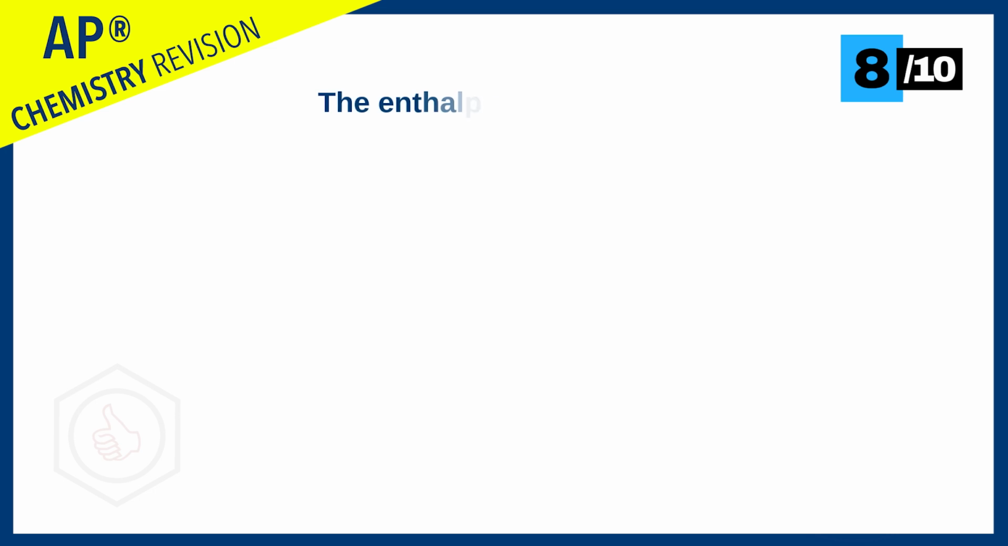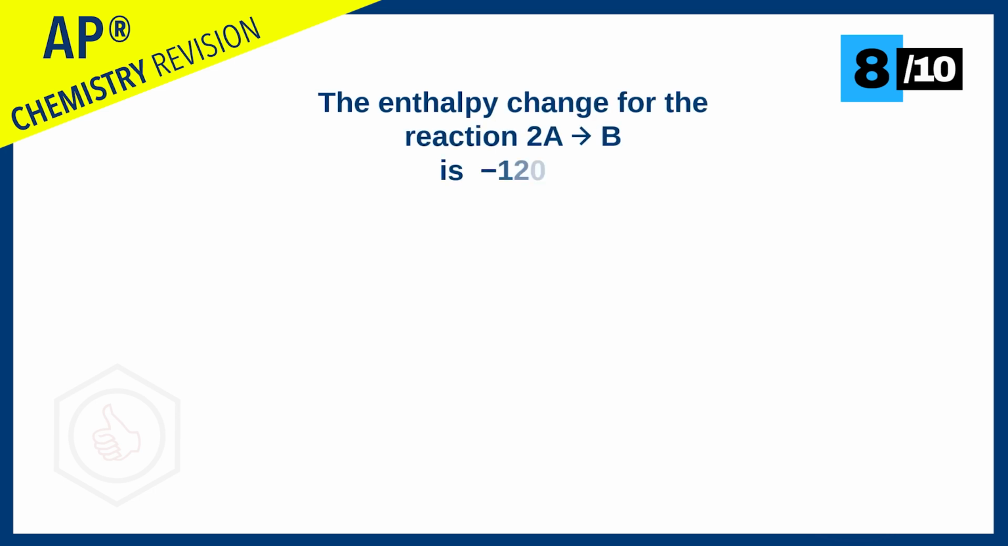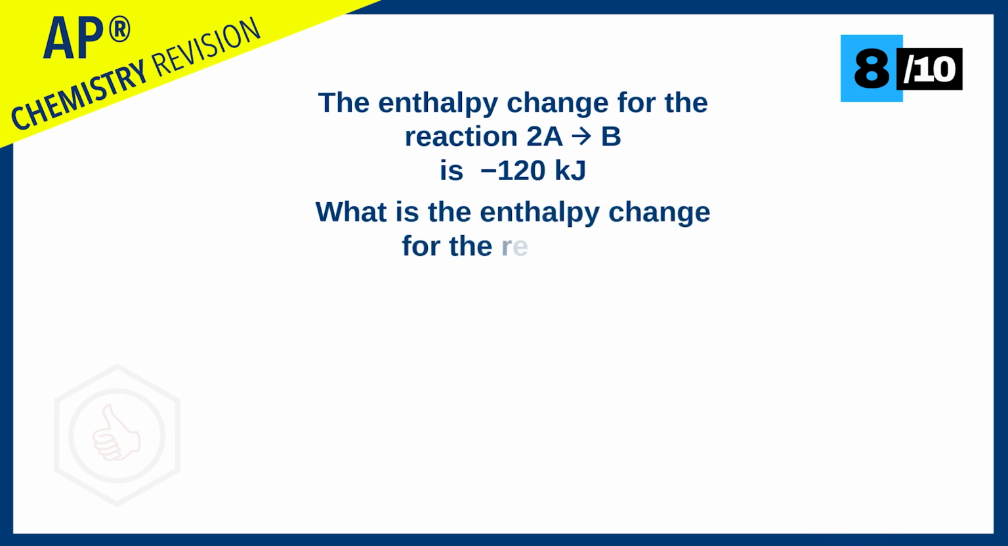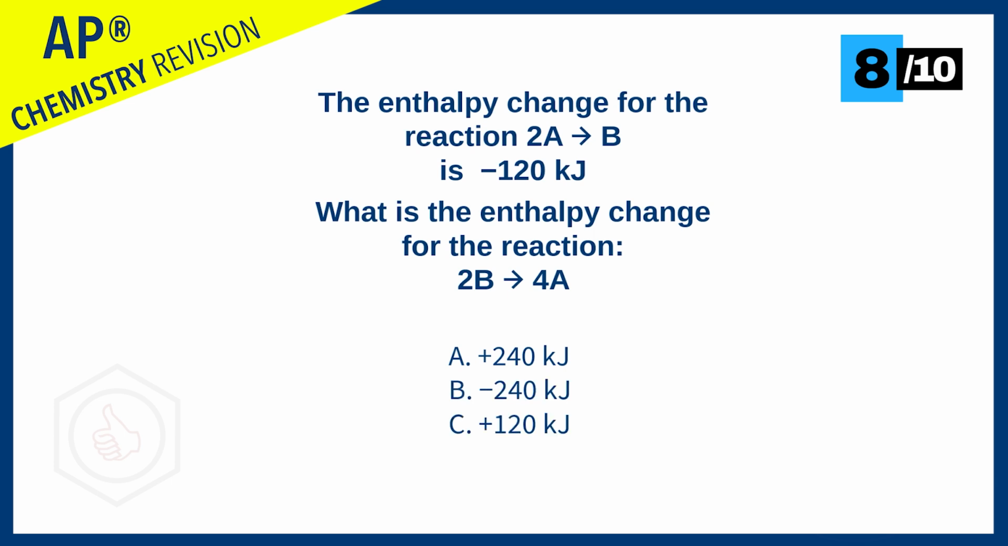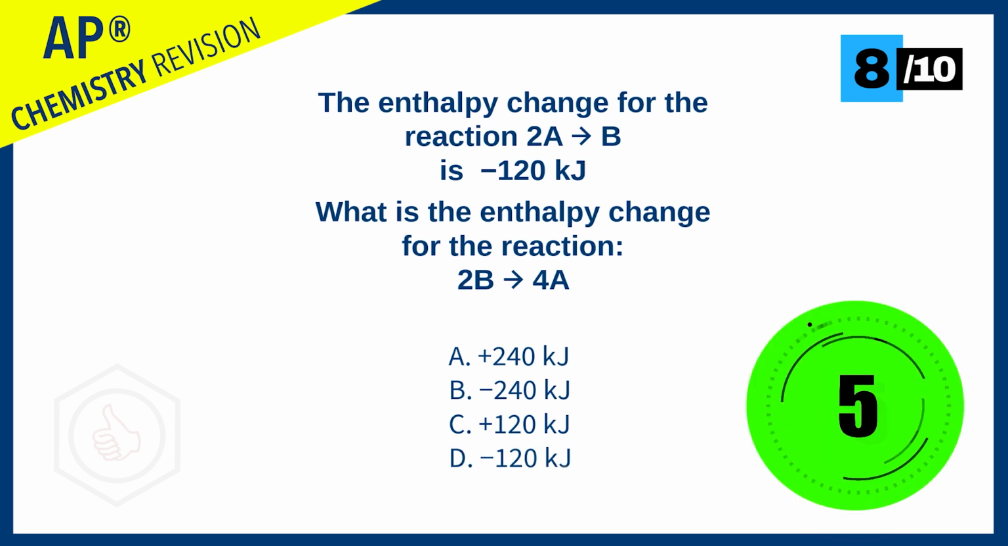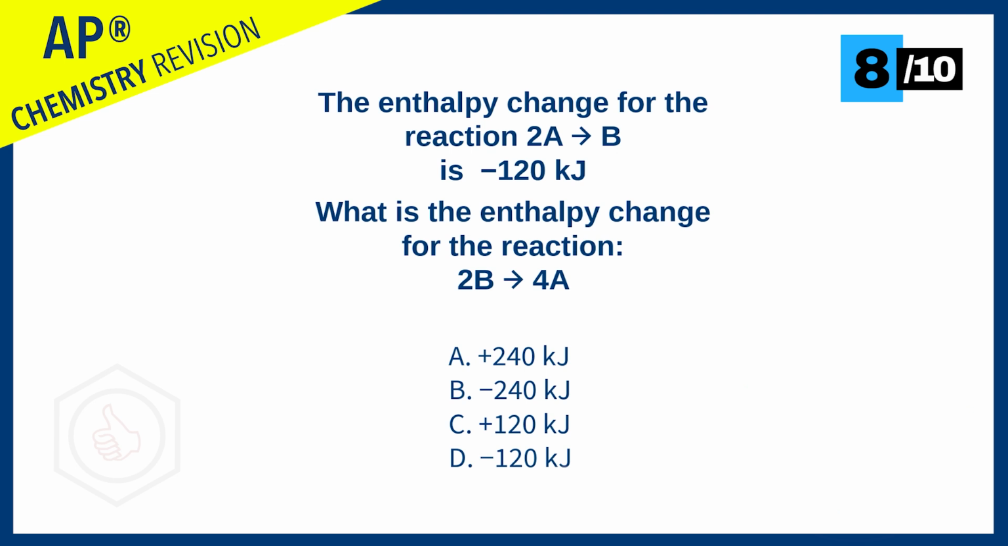The enthalpy change for the reaction 2A goes to form B is minus 120 kilojoules. What is the enthalpy change for the reaction 2B goes to form 4A? Positive 240 kilojoules, minus 240 kilojoules, positive 120 kilojoules, or minus 120 kilojoules? The answer is positive 240 kilojoules.